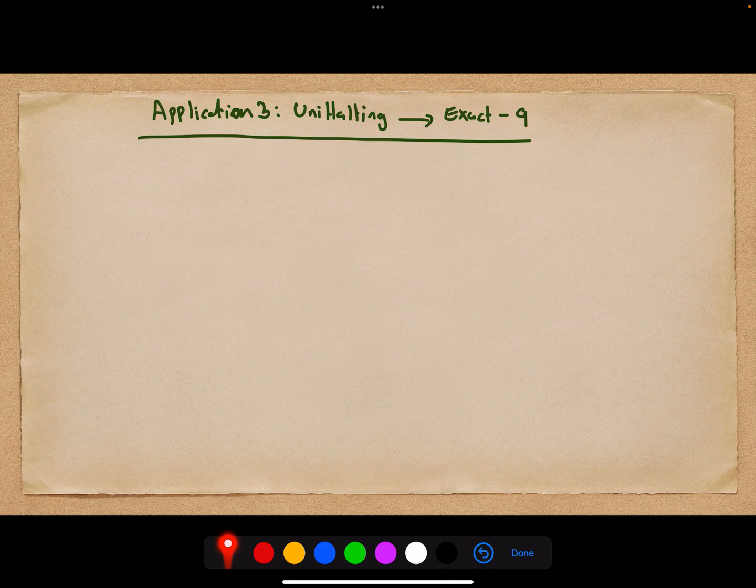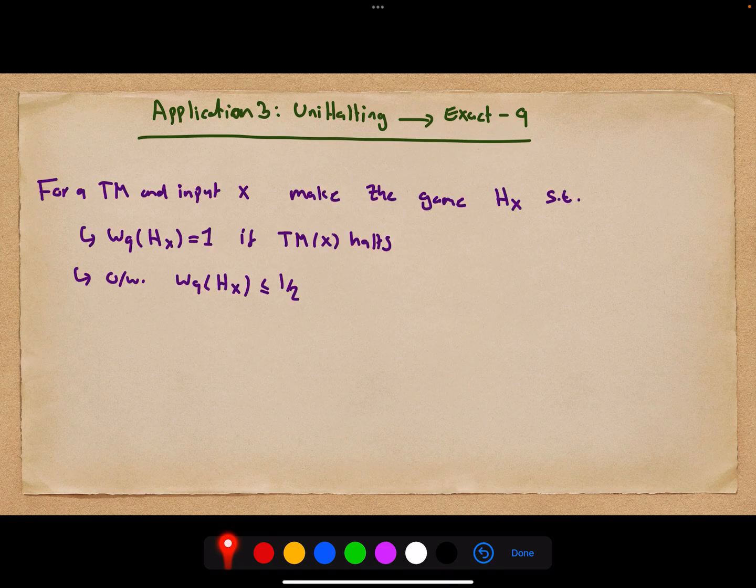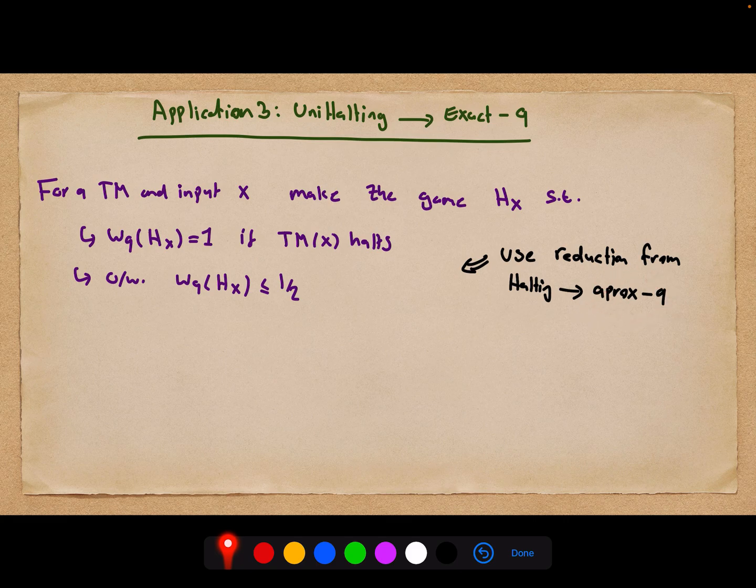Now, next application, we will show how we can combine the supercompression with the MIP star equals RE result to get the reduction from the universal halting problem to the exact quantum value problem. For a Turing machine and a given input x, we would like to make a game Hx such that the quantum value of this game is 1 if the Turing machine halts on that given input. Otherwise, the value is bounded. This is exactly what we can get from the reduction from the halting problem to the approximate quantum problem that we get from the MIP star equals RE paper.